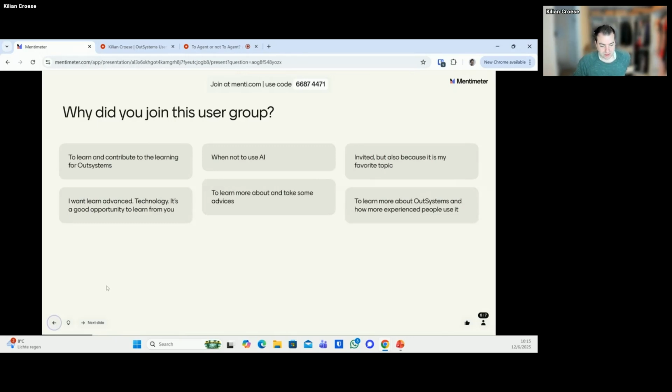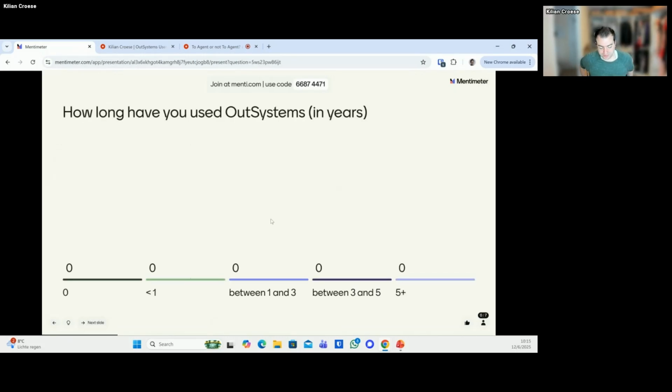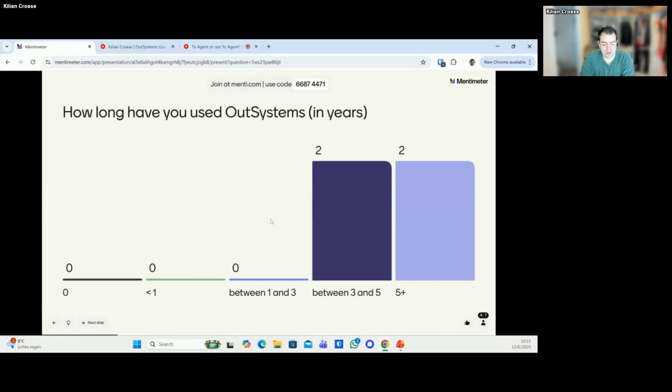Then to get a sense of how experienced everyone is, I was wondering, how long have you been using OutSystems? Either not at all, so you're completely new to the community, in which case, welcome. Maybe very new with less than a year, between 1 and 3, 3 and 5, or more than 5. I would be in the last category with 5+ years, but it seems like we have a moderately to highly experienced group in here.